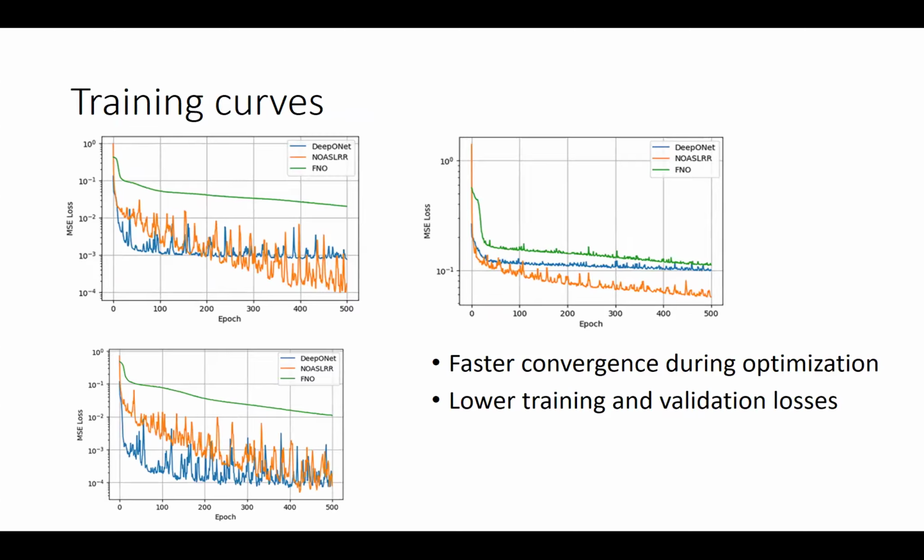The lower curves display the MC loss on a logarithmic scale over 500 training epochs. First, on the top left is for the heat equation, top right for Burgers, and lower left is for the Laplace equation.